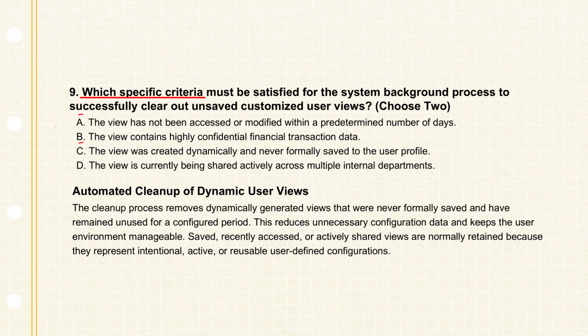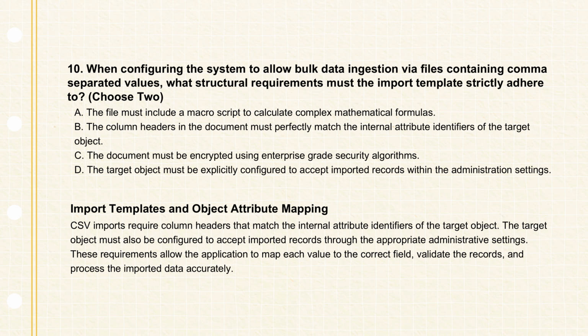Okay, so we are clearing out the old cache to make room for massive external data drops, which brings us to our final architectural requirement today. Question 10. Again, note the instruction to choose 2. When configuring the system to allow bulk data ingestion via files containing comma-separated values, what structural requirements must the import template strictly adhere to? Choose 2. The correct answer is BD.